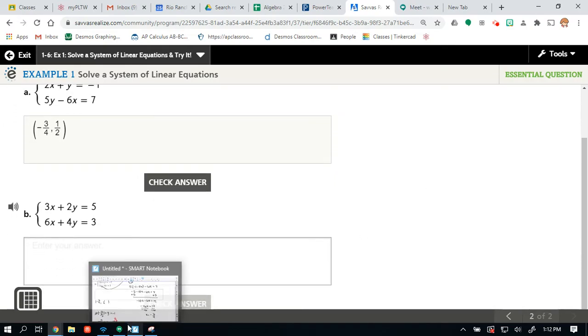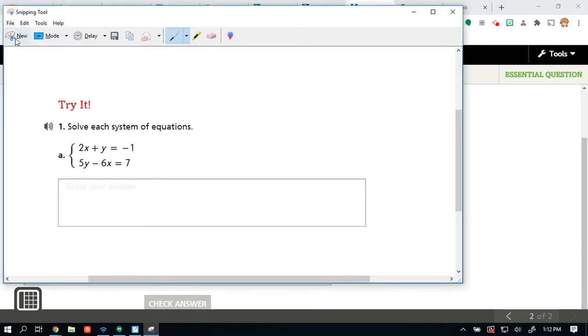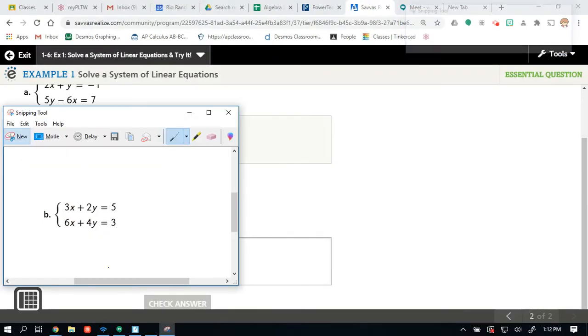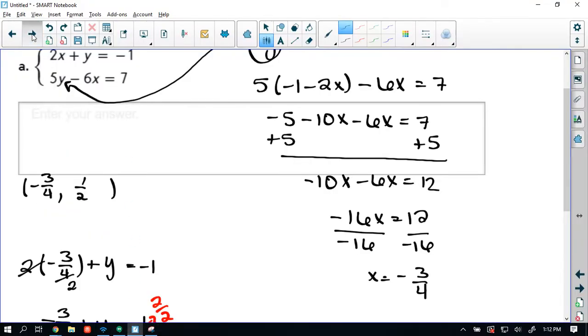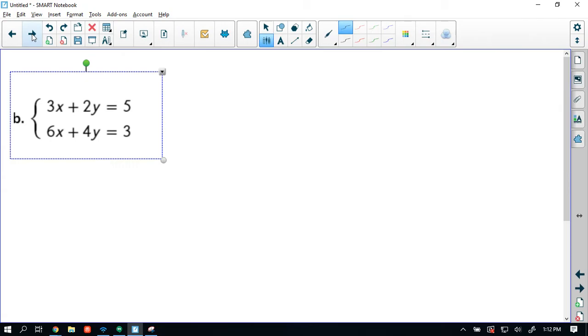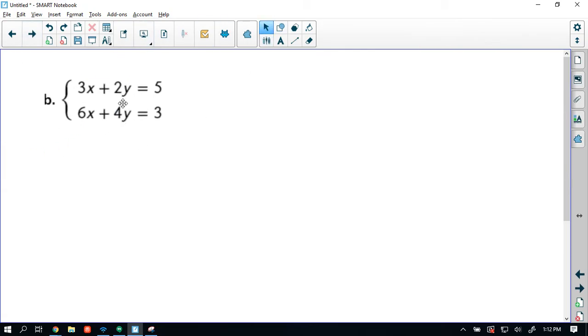So let's look at the second problem. The second problem, I'm going to use a slightly different method, something you might have seen before in pre-algebra or algebra 1. What I'm going to do here is, well, they're already lined up. So what I'm going to do is choose, this is the elimination method. I'm going to choose a value I want to eliminate.